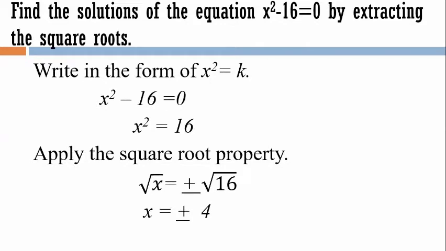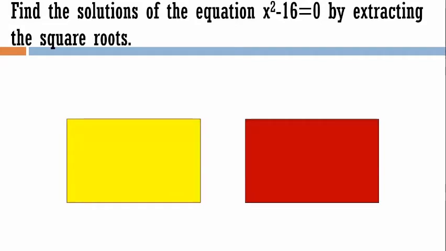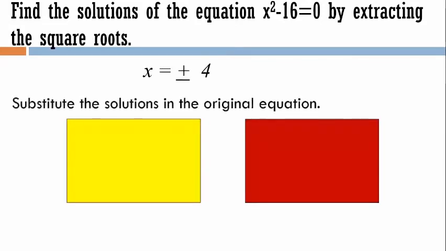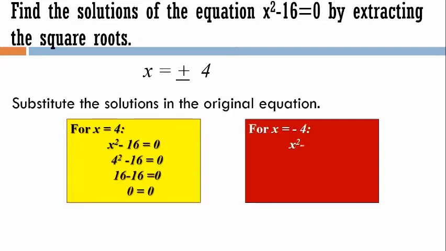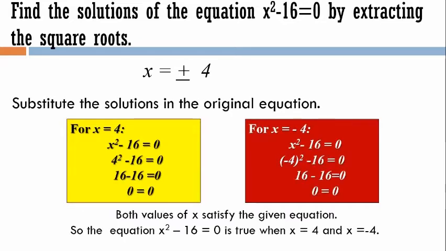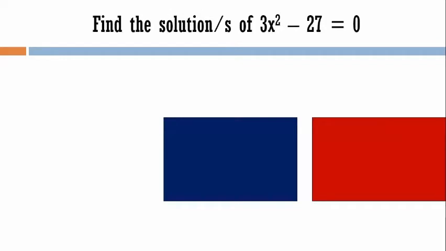To double check, given the values of x, substitute the solutions in the original equation. Both values of x satisfy the given equation. So the equation x squared minus 16 equals 0 is true when x is equal to 4 and x is equal to negative 4. Next example.